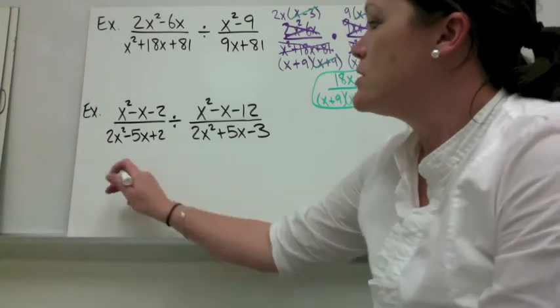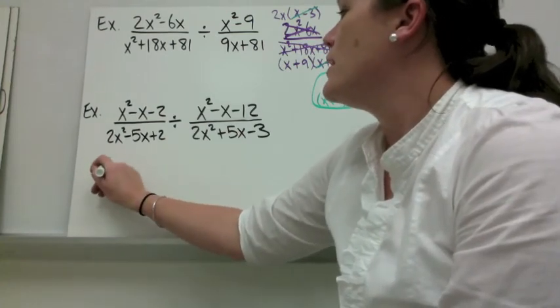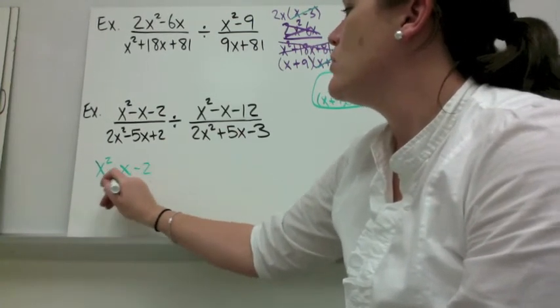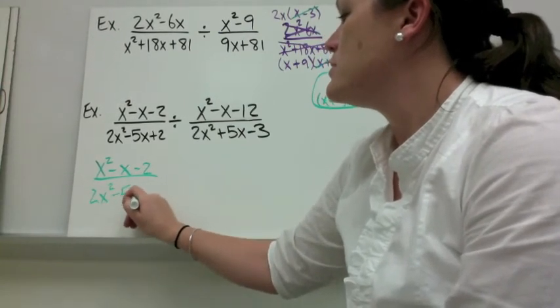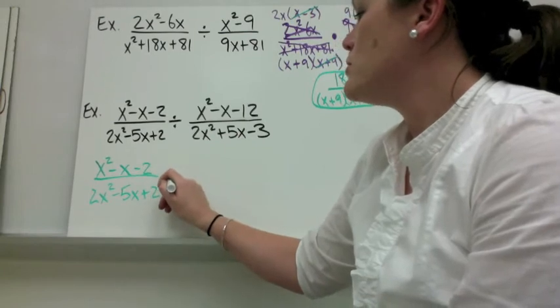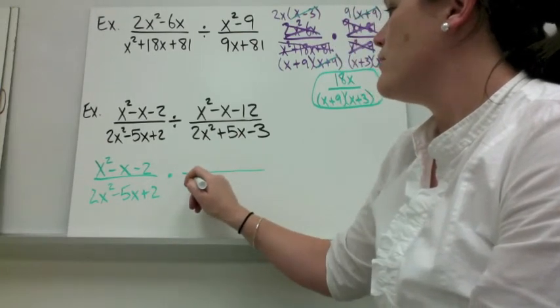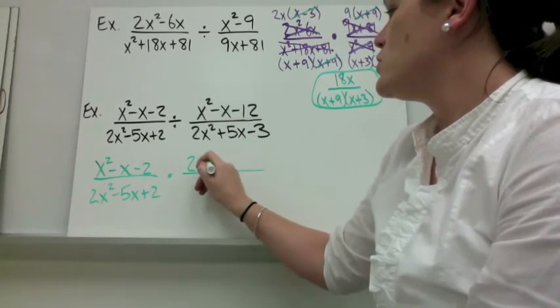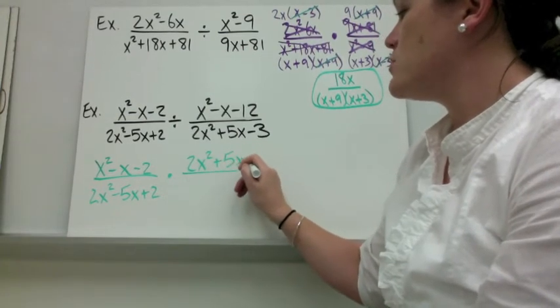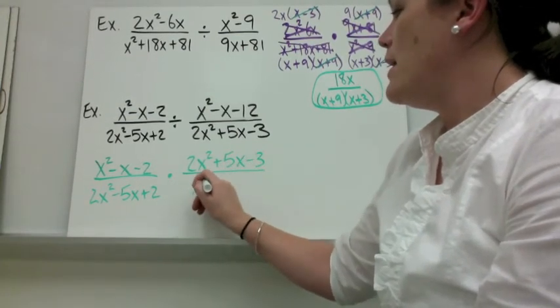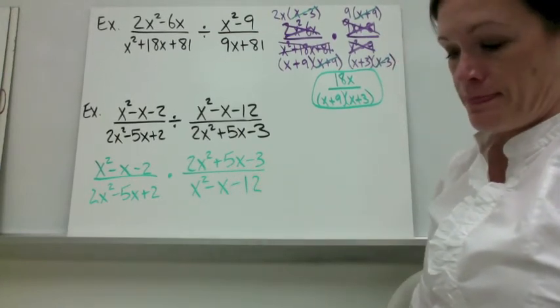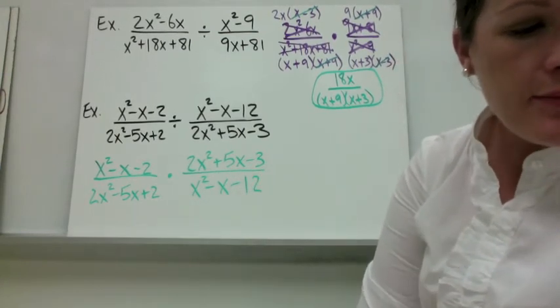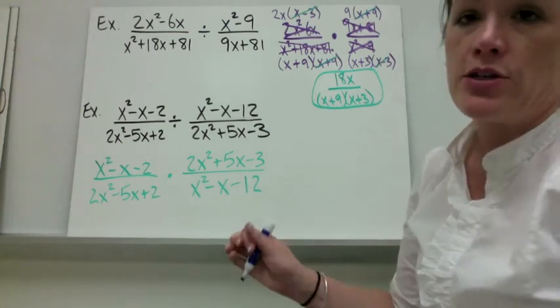But first thing we need to do is keep it. So x squared minus x minus 2 over 2x squared minus 5x plus 2. Change it to multiplying and flip the second fraction. So 2x squared plus 5x minus 3 is now my numerator, and x squared minus x minus 12 is now my denominator. Then, like I said, take your time, make sure you get the correct factors so you'll get the correct answer.